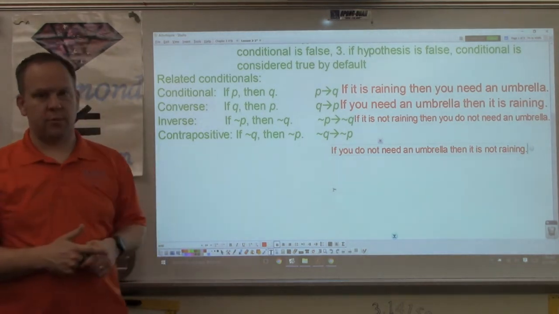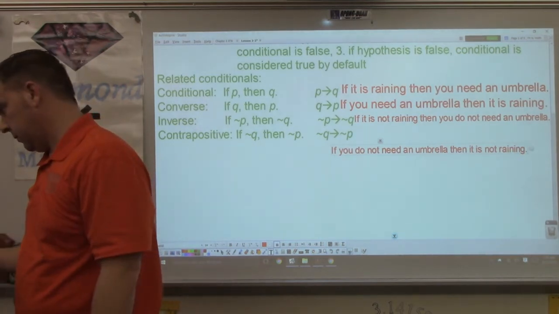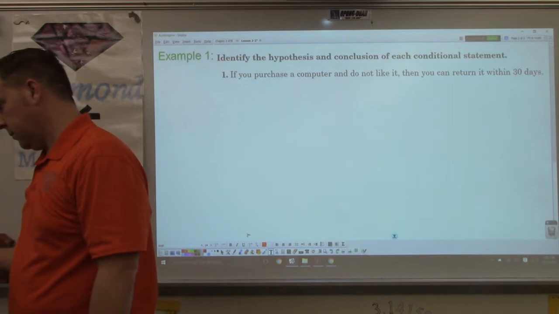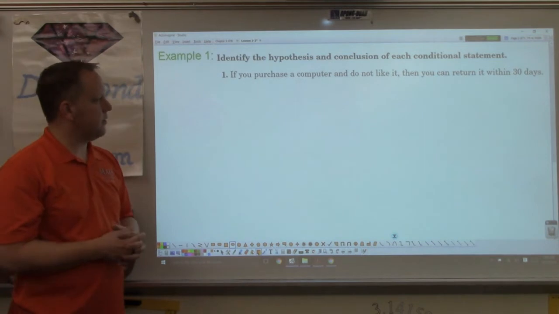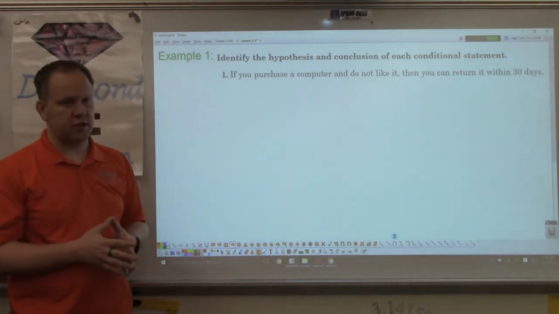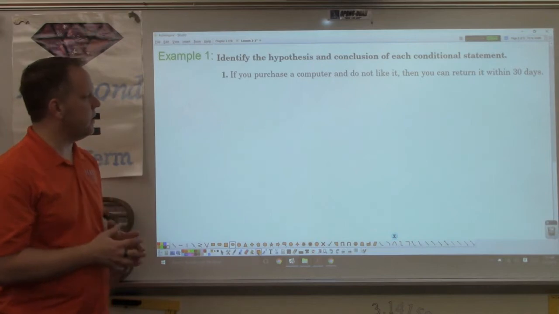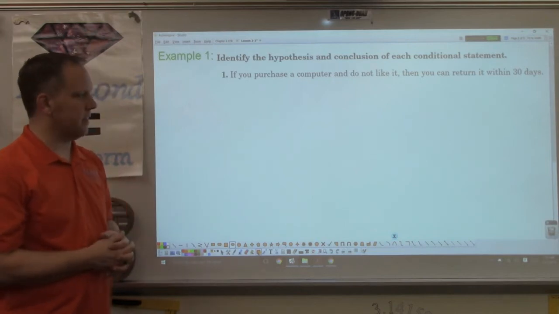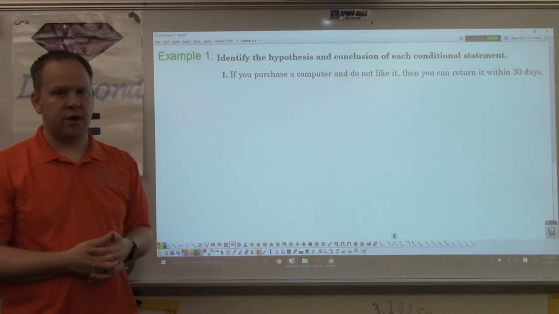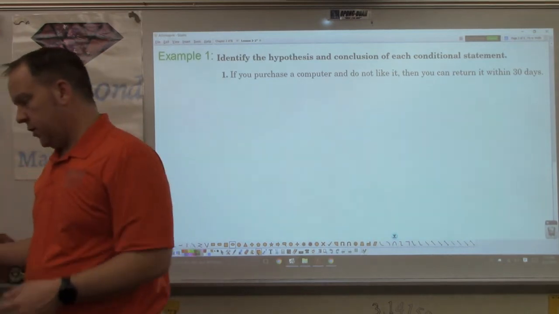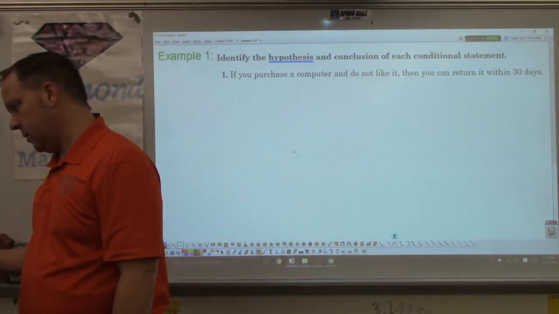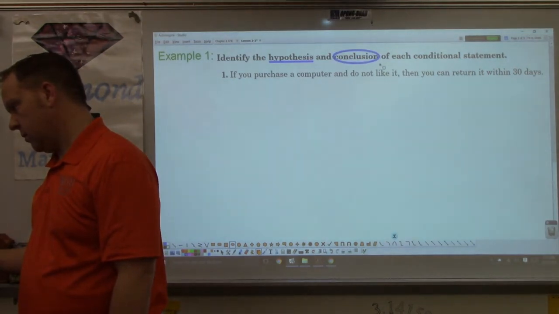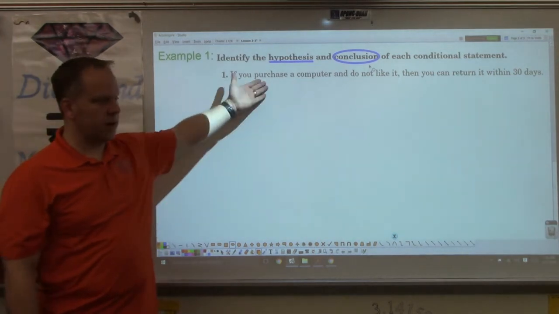Let's take a look at some examples and put this into practice. Example 1. Identify the hypothesis and the conclusion of each conditional statement. I have one here. It says, if you purchase a computer and you do not like it, then you can return it within 30 days. So simply what I'm going to do is I'm going to underline my hypothesis, and I'm going to circle my conclusion. I'm going to do it right on my original sentence. Why rewrite it? It's already there.